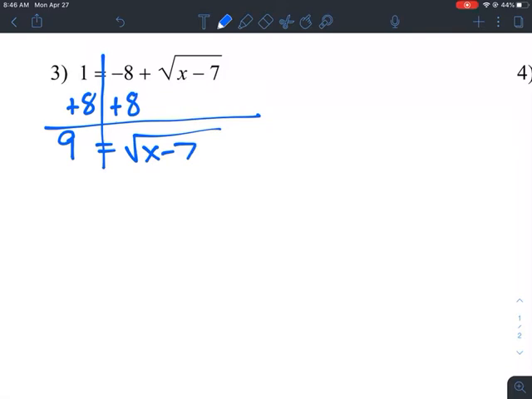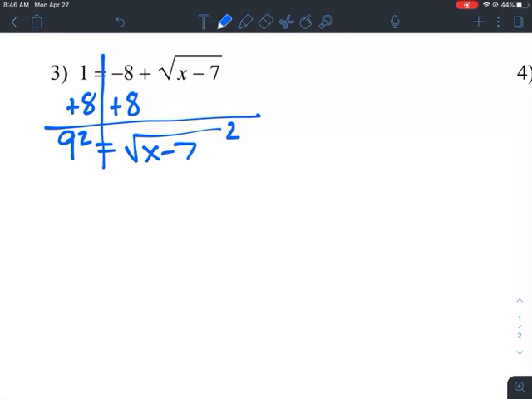Now that the radical is by itself and everything's on the inside of it, now is when I square. So I'm going to square the right side. Sorry, I'm bad at left and right. So I'm going to square the right side and square the left side, because whatever you do to one side of the equation, you have to do to both sides.